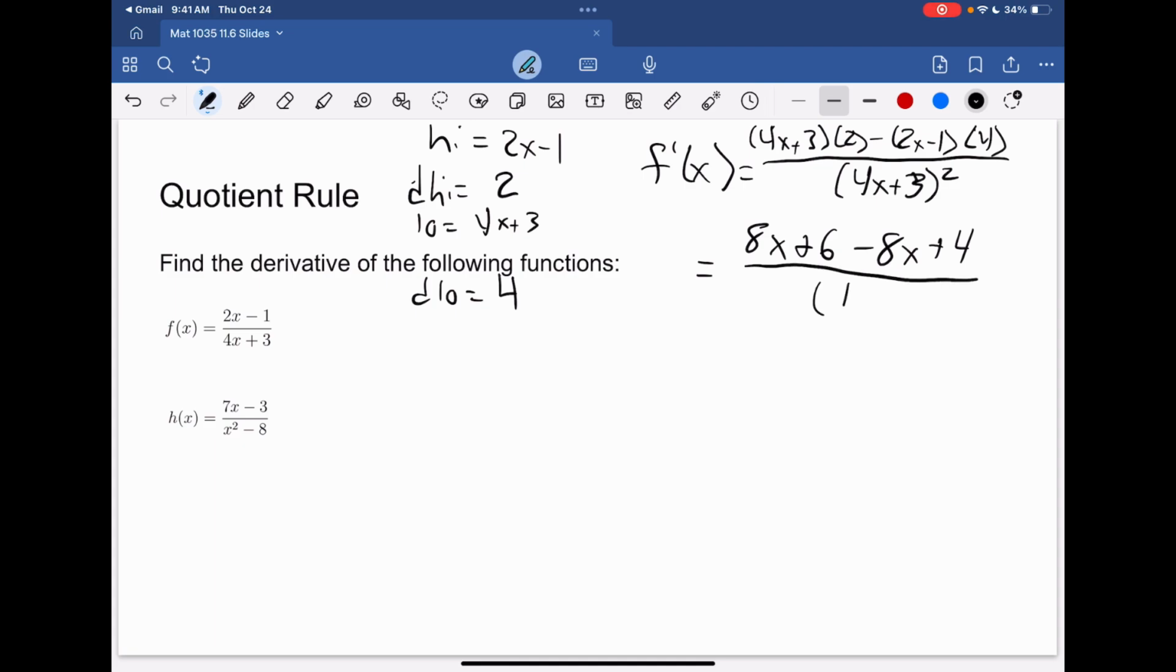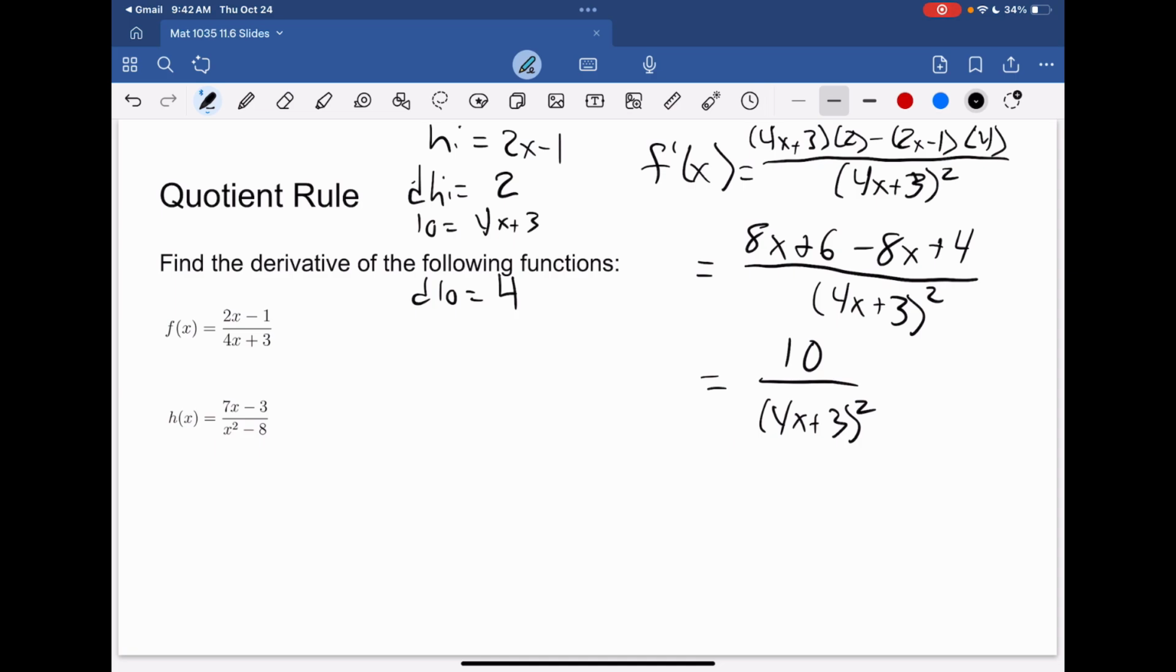The denominator, I'm just going to leave it in this 4x plus 3 squared. There's no benefit to expanding it out, so I'm just not going to do it, because it would just be a waste of time. Okay. Now I can combine my like terms. I have 8x minus 8x, that's 0, so that's nothing. I have 6 plus 4, which is 10, divided by my denominator squared. And so that is the derivative for f of x.